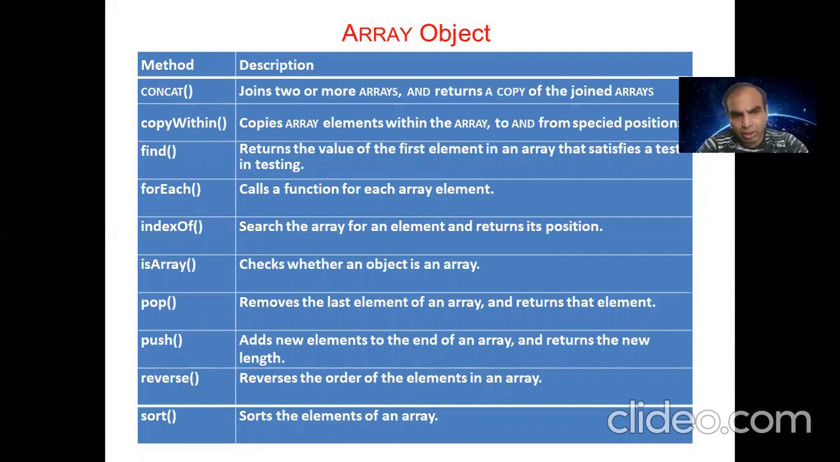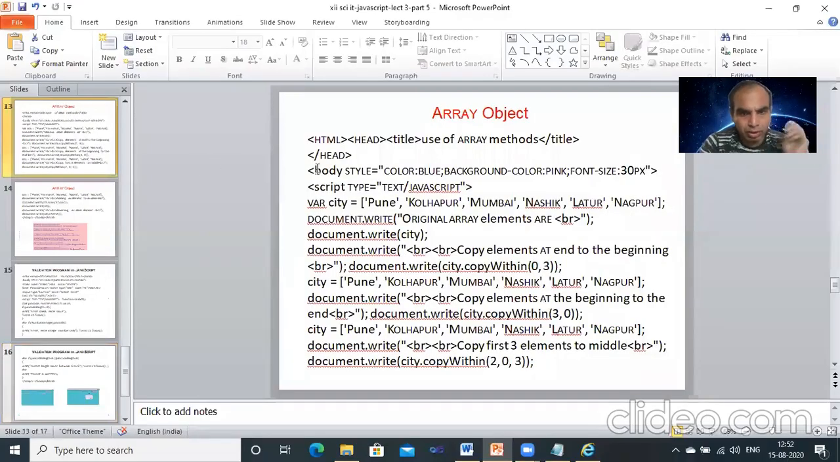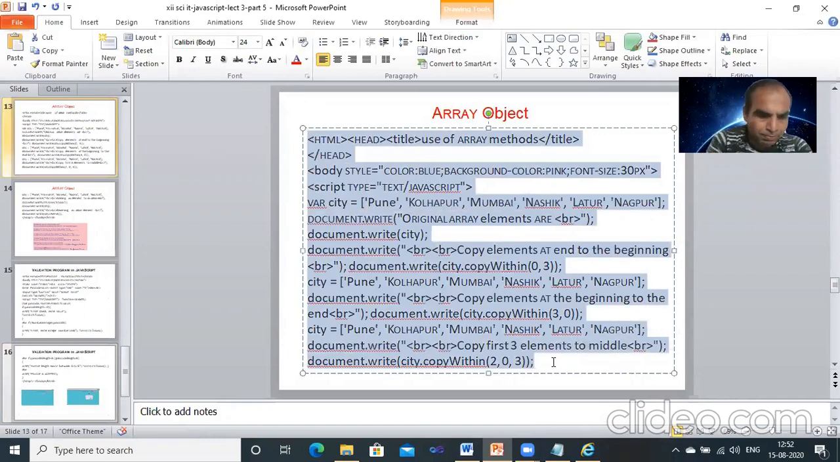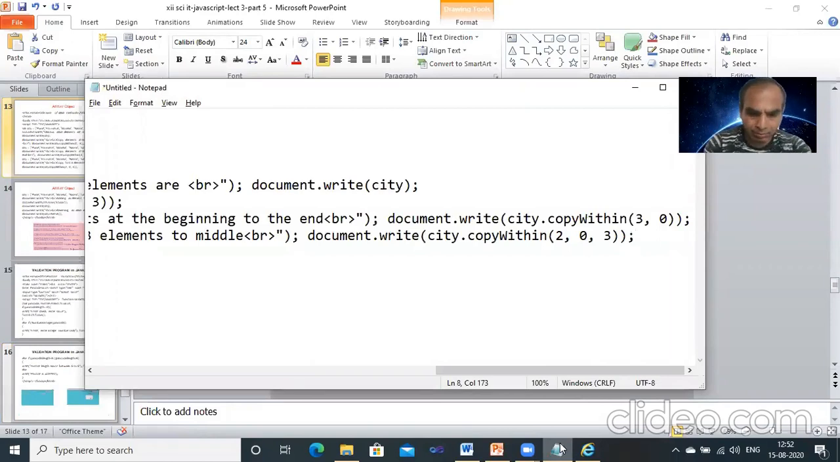isArray checks whether an object is an array or not. Pop removes the last element of an array. Push inserts a new value into the array. Reverse reverses the order of an array. Sort sorts the elements of an array. See now, an example is given related to arrays. Examples. This will happen. Now new, paste.